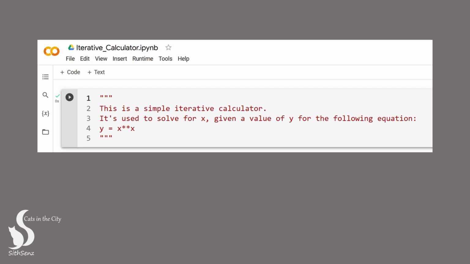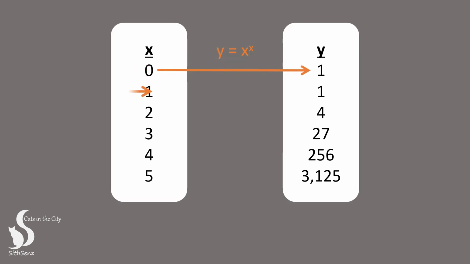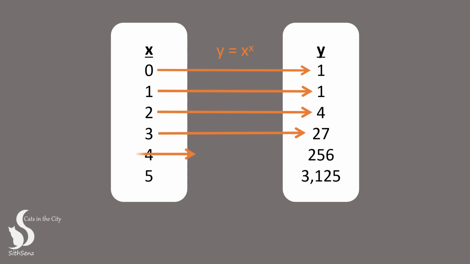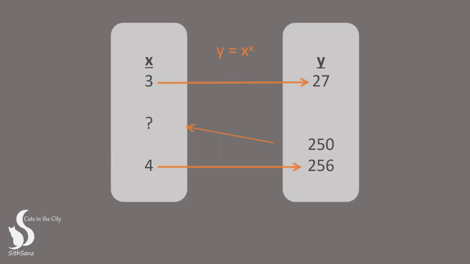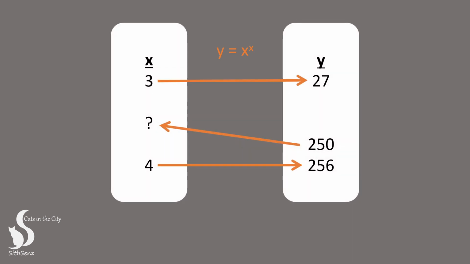But before that, let's help our audience understand the strategy that we'll use to solve this equation. As we can see here, x is mapped to y using the function y equals x raised to the power of x. So, 0 to the power of 0 is 1, 1 to the power of 1 is also 1, 2 to the power of 2 is 4, and so on and so forth. In our problem, y is 250. So we deduce that x should be somewhere between 3 and 4. Let's take the middle, which is 3.5.